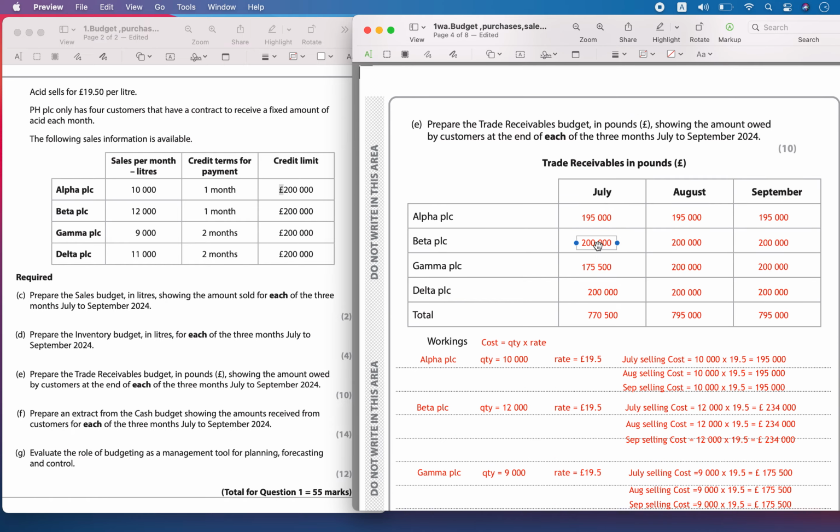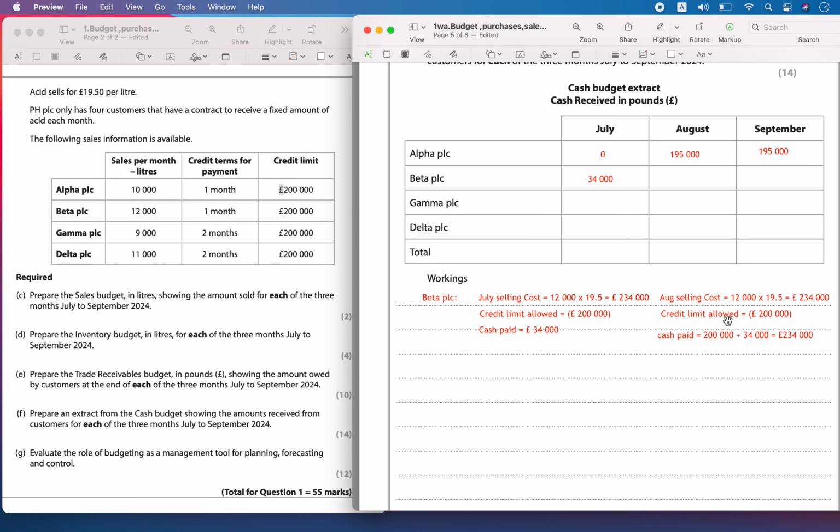The previous month's balance was 200,000. So the July balance, the credit, they have to pay, plus the difference between the sales and the credit limit. So that is for the month of August.